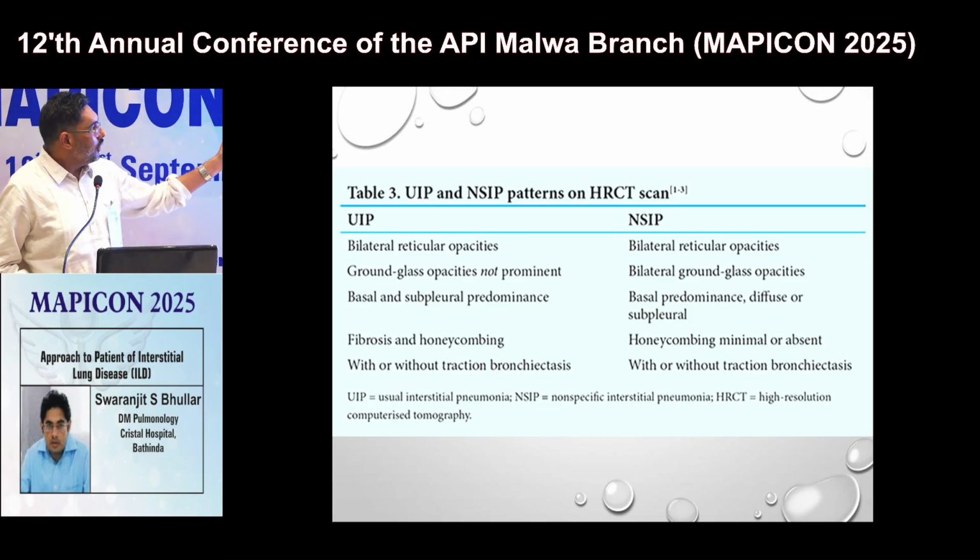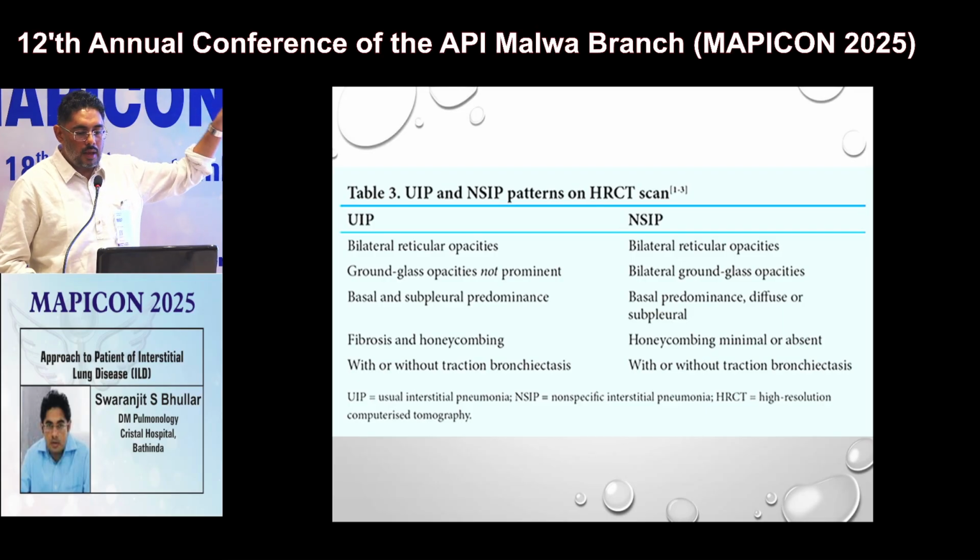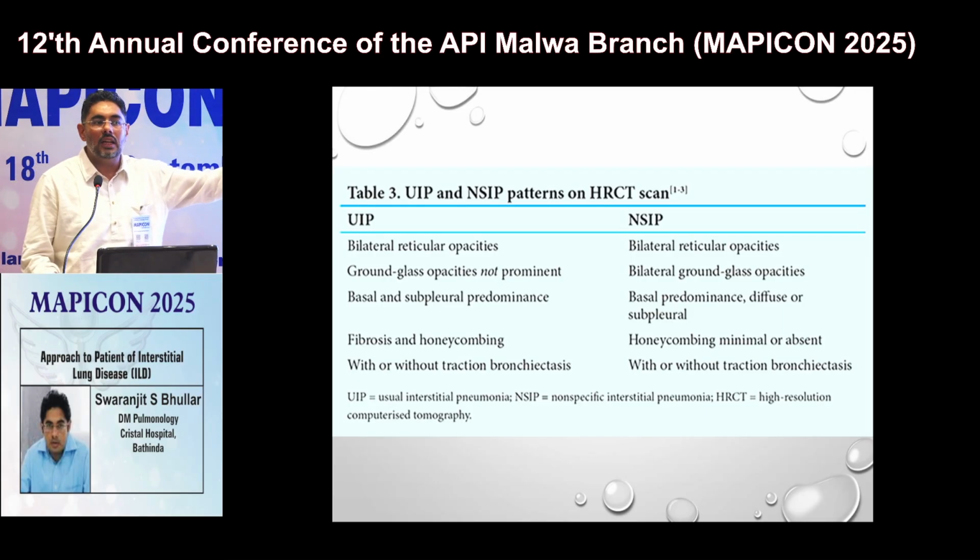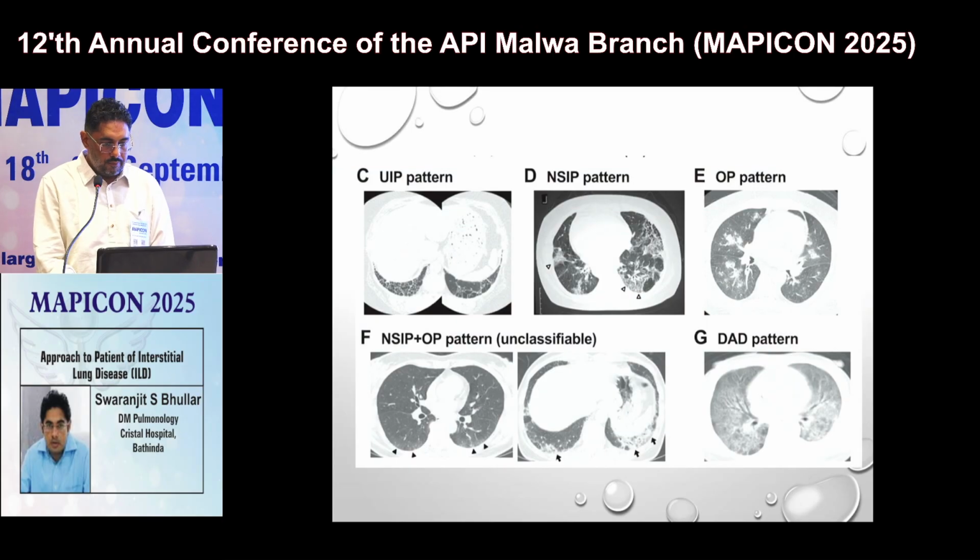In UIP, you see a lot of honeycombing. In NSIP, you see a lot of ground glassing with absence of honeycombing. So this is the most important differentiation. And okay, this is how it looks. This is a UIP pattern: subpleural honeycombing in the basal regions. This is the classic UIP pattern.